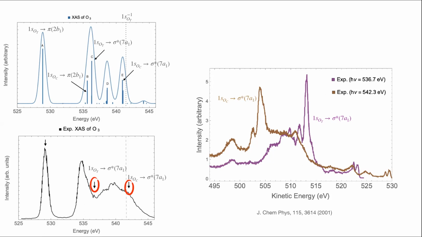But you also have a dashed line here, and this dashed line represents the ionization of the OT. So this is extremely interesting because you have overlapping the excitation from the OC to a sigma star plus the ionization of the OT. The experimental spectrum looks very much different.